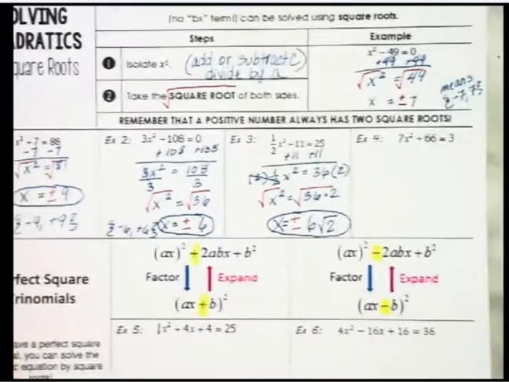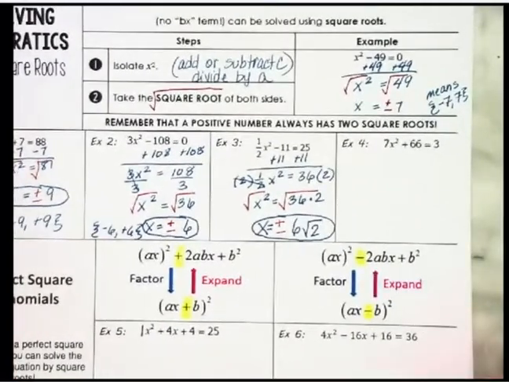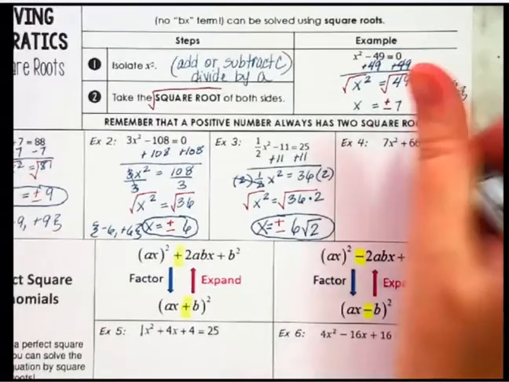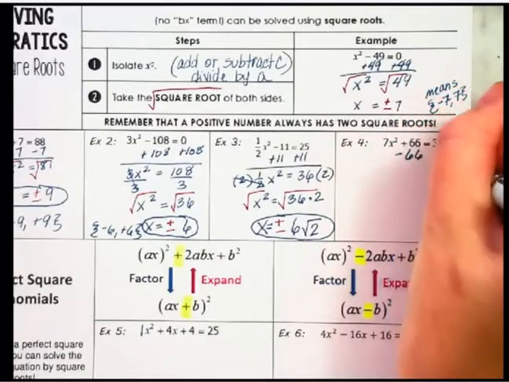All right, and then our last example of simple solving by square roots. Subtract 66 from both sides.